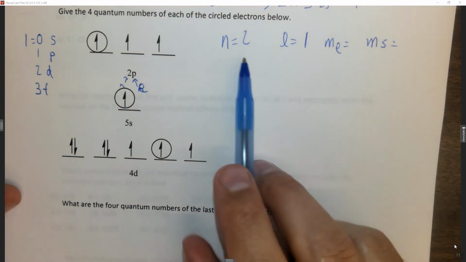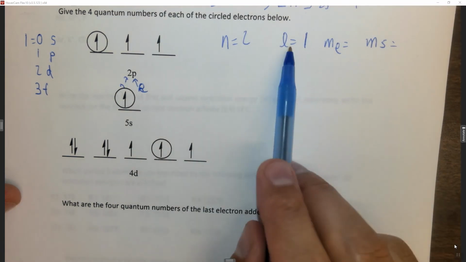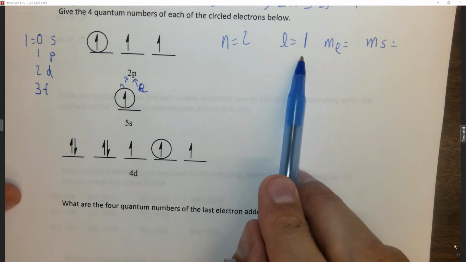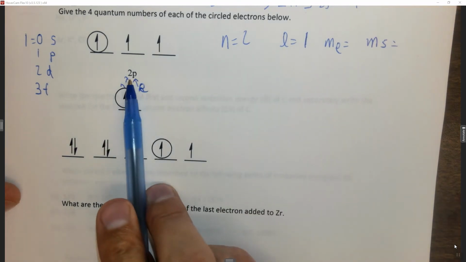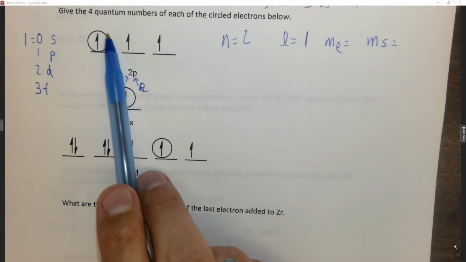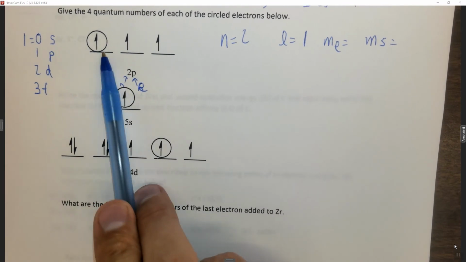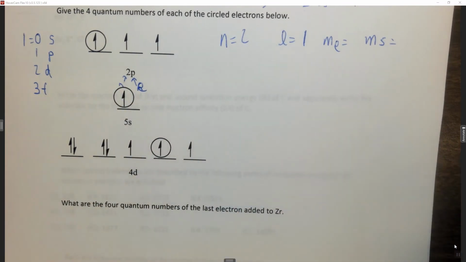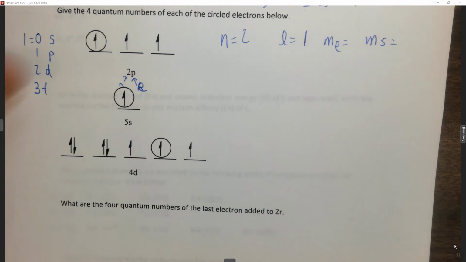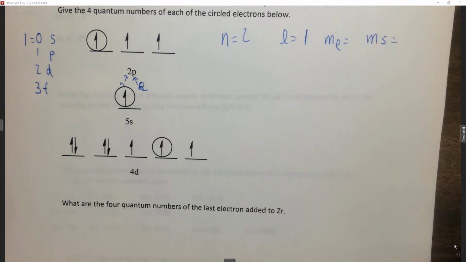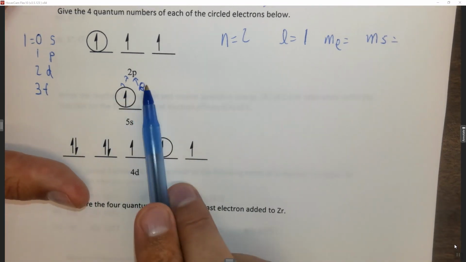Now, there's a tendency to think that, well, if this is 2, L could be either 0 or 1. How do I know it's 1? Well, it's 1 because it's in a p orbital. Remember, any individual electron, like this circled electron here in this 2p orbital, has 4 unique quantum numbers. It doesn't have 4 sets of quantum numbers. It has 4 individual quantum numbers, just like you have a longitude, latitude, altitude, and time that describes where you are. An electron has 4 unique quantum numbers that describes where it is, or where it's likely to be.